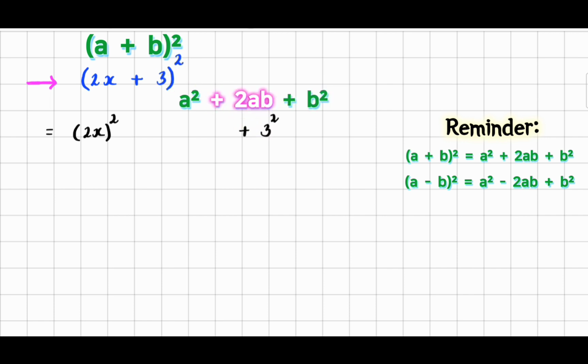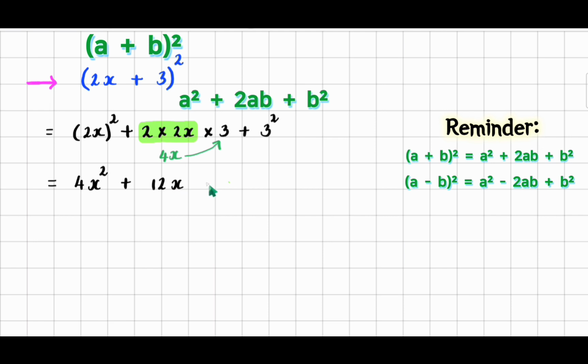But to find the middle term, we multiply the 2x and 3 and double it or multiply it by 2. So 2x the whole square is 4x square plus 2 times 2x is 4x, and that 4x times 3 is 12x plus 3 square is 9, and you got it.